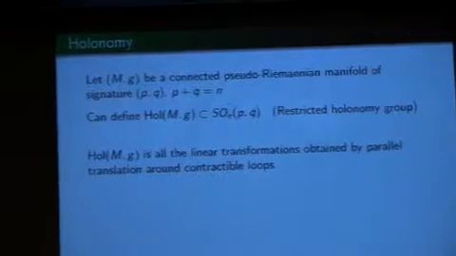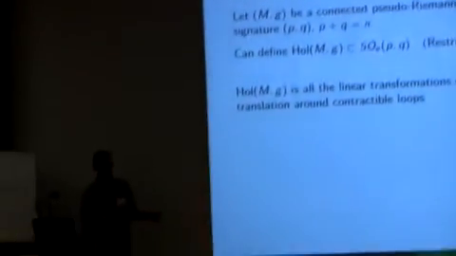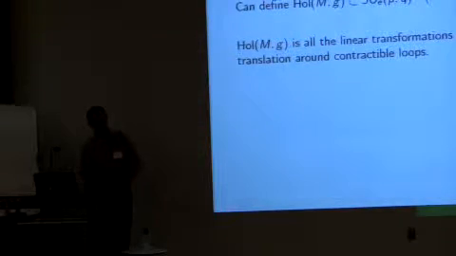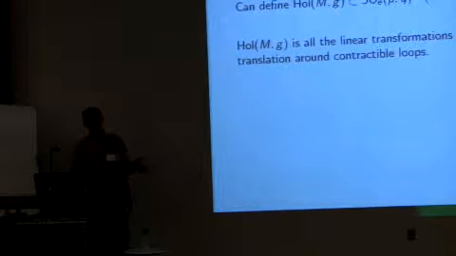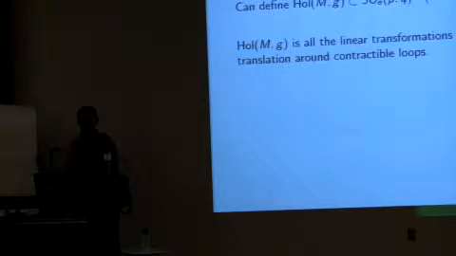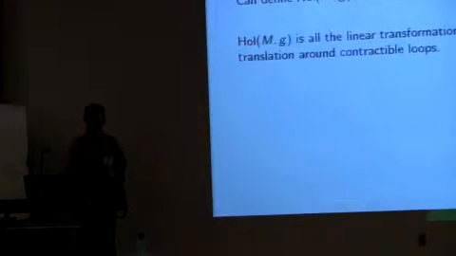And then you choose a frame. Using the frame, you can identify the tangent space at the point with R^n, and you can then transfer the group to be a subgroup of the identity component of O(p,q). The subgroup you get is independent of the frame and independent of the base point up to conjugacy. Okay, so that's how the holonomy group is defined.